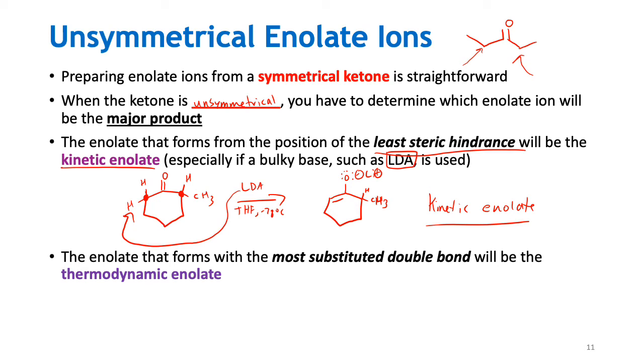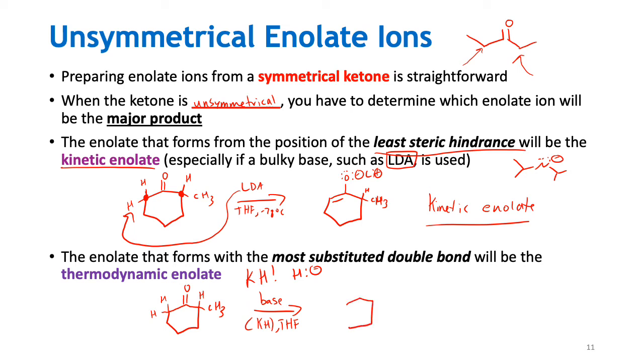You're going to see this with small little bases such as KH, because you know hydride's very small, right? Versus LDA, which is very big, with those 2 isopropyl groups. So what's going to happen is you take the same molecule, this particular ketone with the methyl group, and you react it with base, let's call it KH and THF. What you're going to find is it's going to form the thermodynamic enolate.